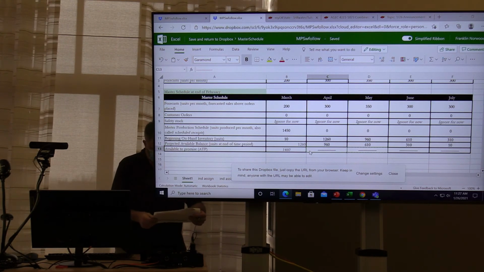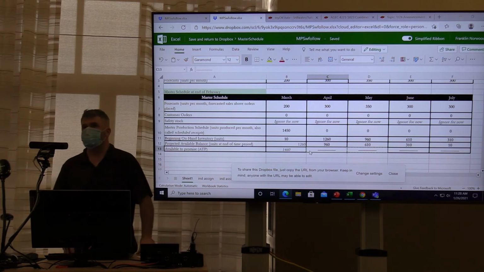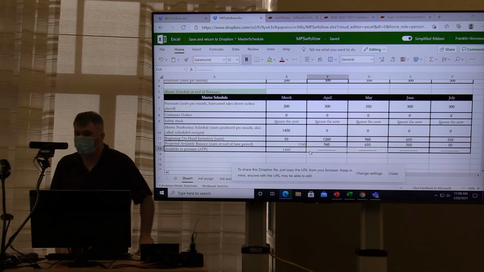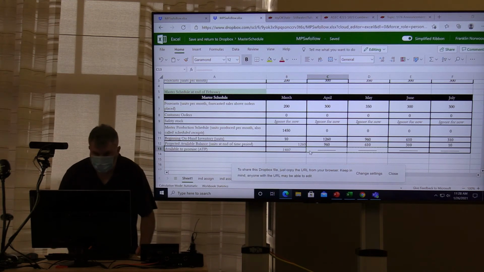Page 4. Go ahead and start working on that on your own. Let me know if you need help. I think this is going to be exactly the same except we have customer orders in March.